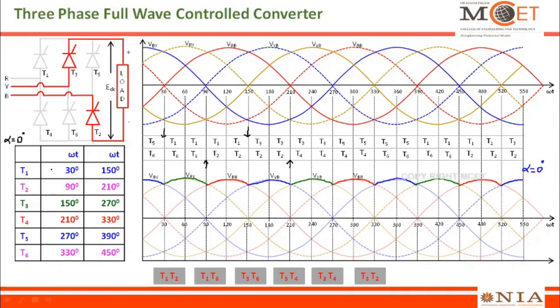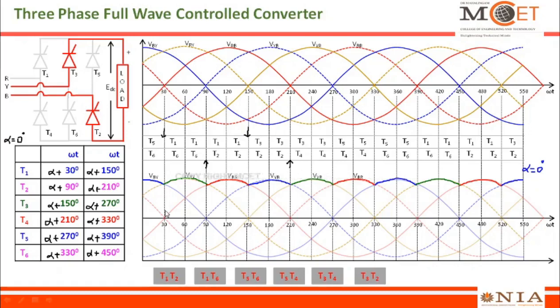For other values of alpha, I just add alpha here, which means that if I fire the thyristors at 30 degrees, then T1 will start its conduction at 60 and end at 180. So let me add alpha for all the thyristors, so that for different values of alpha I can easily calculate the starting point and ending point of each thyristor's firing. This is the complete understanding of the full wave controlled rectifier in 3-phase condition.